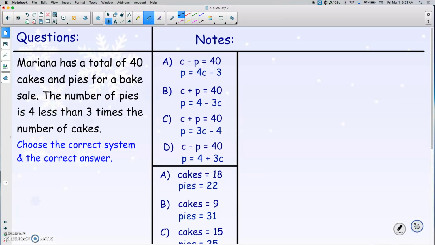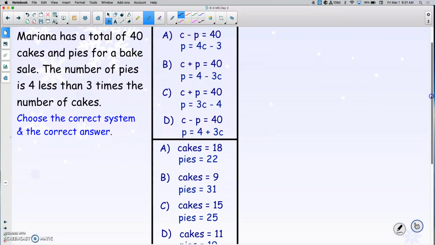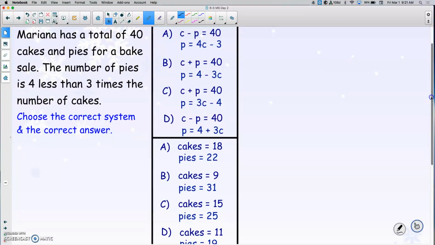All right, our last example. Now this one, I gave you multiple choice options for the systems and for the solutions. So this is a little bit different. Mariana has a total of 40 cakes and pies. Okay, she has a total of 40 cakes and pies for a bake sale. The number of pies is 4 less than 3 times the number of cakes.